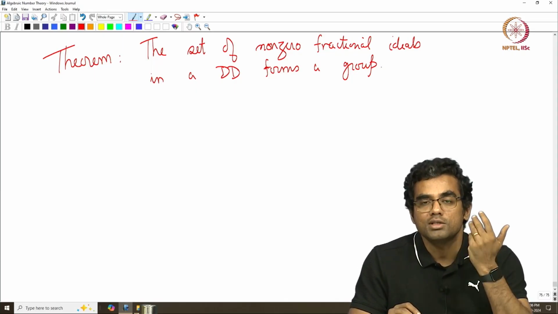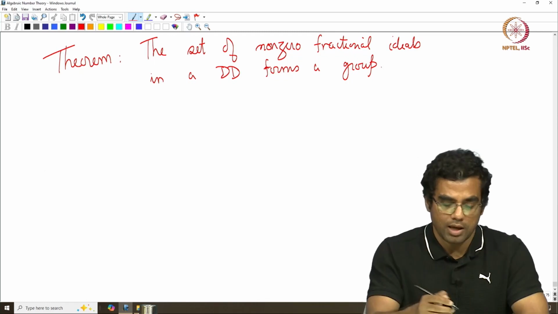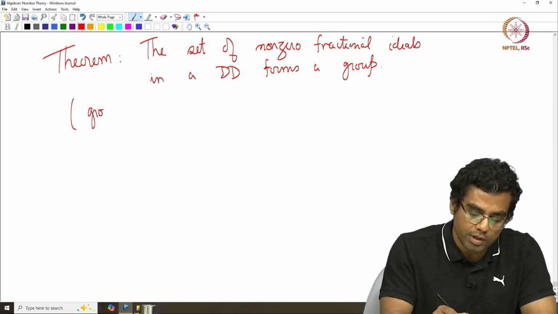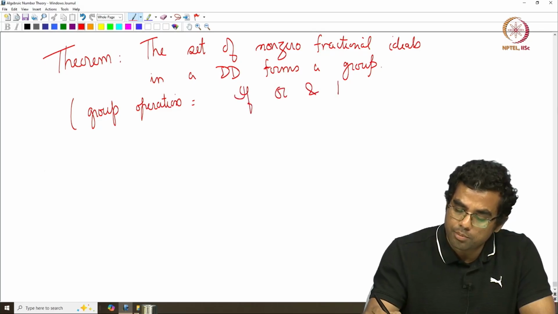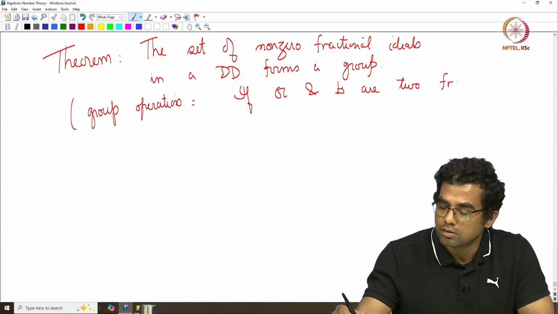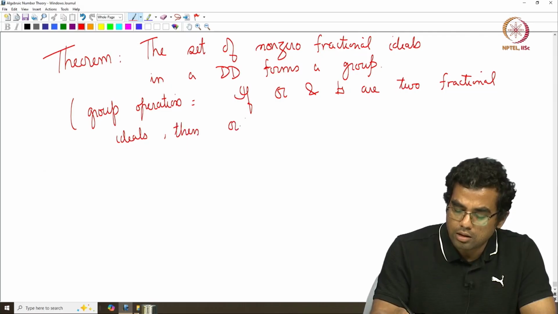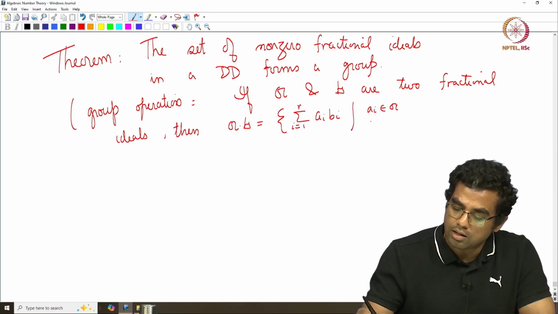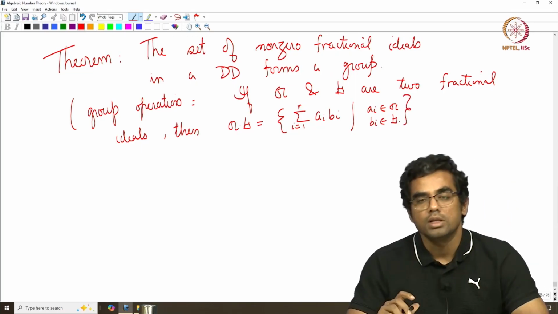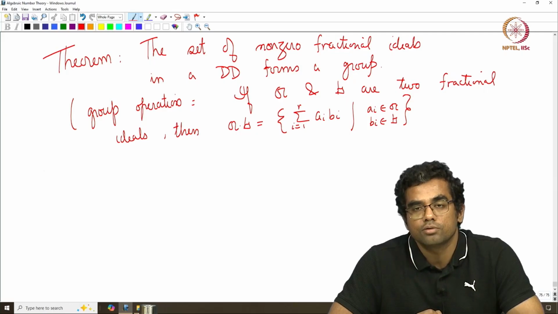Okay. So, if I give you a set and I tell you that it forms a group, your first question should be, what is the multiplication in this group? What is the binary operation in this group? So, what I am doing is I am taking two fractional ideals, I can multiply them. So, let me tell you what the group operation is. If A and B are two fractional ideals, then A times B is the set of all finite sums of the form the sum from i equals 1 to r of a_i b_i such that a_i is in A and b_i is in B. Okay. So, this is exactly how you define multiplication of two ideals in a ring, and here I just define it as multiplication of two fractional ideals.